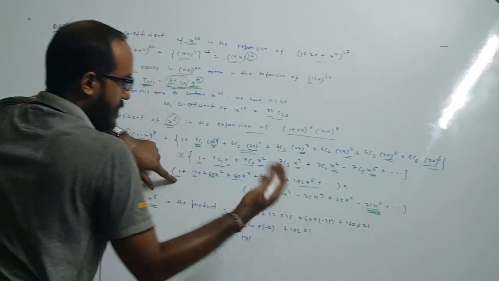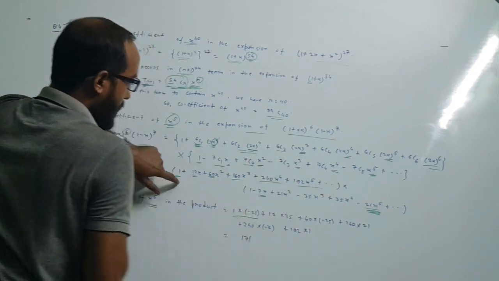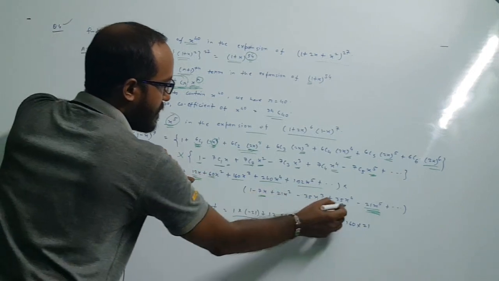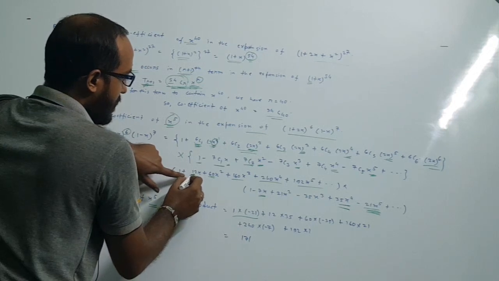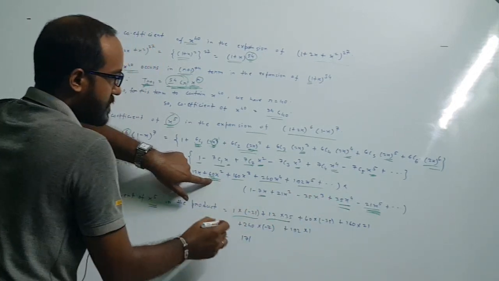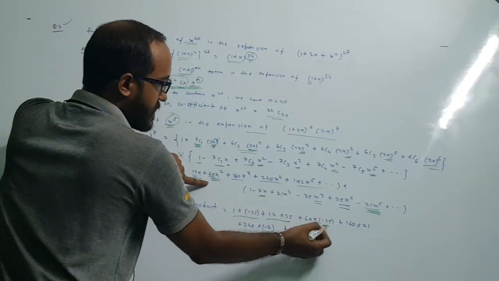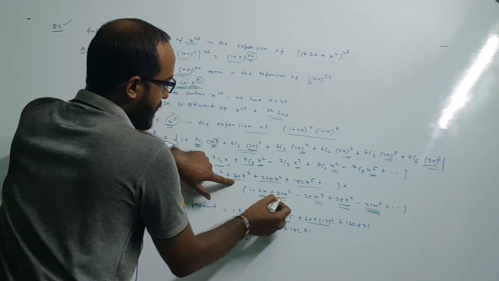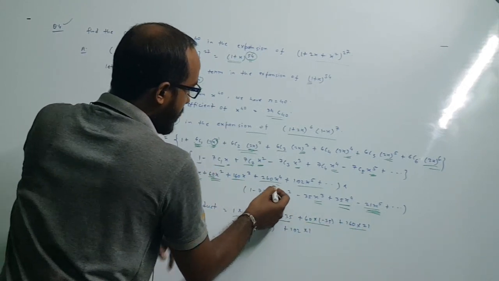So the coefficient of x to the power 5 would be 1 into minus 21, right? Then 12x, x multiplied by x to the power 4. That means x into x to the power 4 is x to the power 5. That means we remain with 12 into plus 35. Again x square multiplied by x cube would be x to the power 5. Then the coefficient would be 60 into minus 35. X cube multiplied by x square, that is 160 into 21, and that's all.